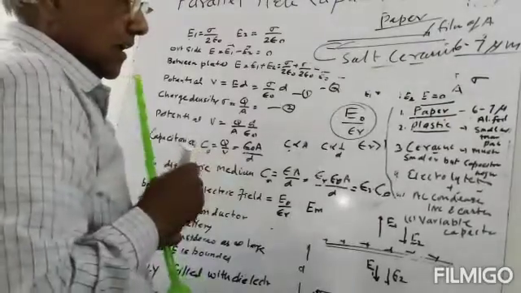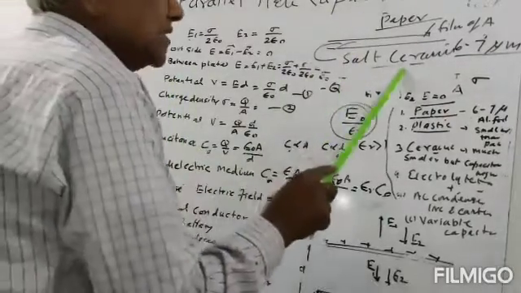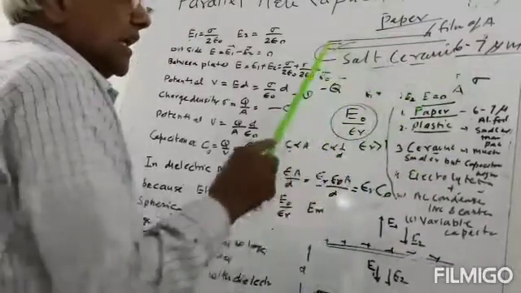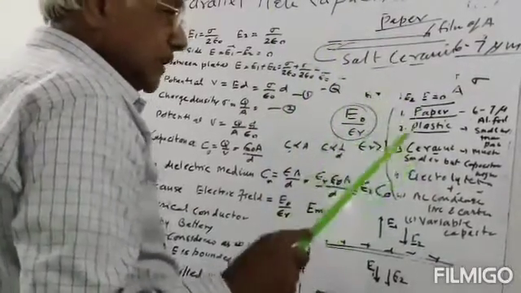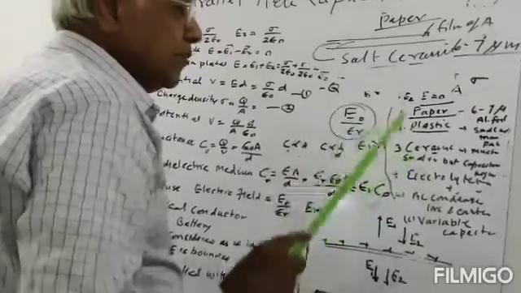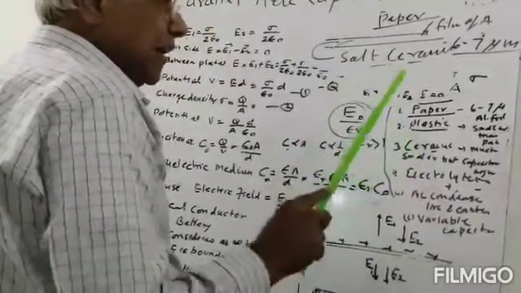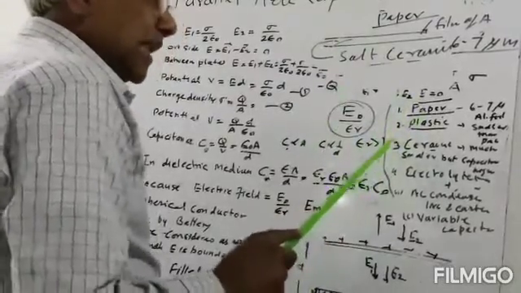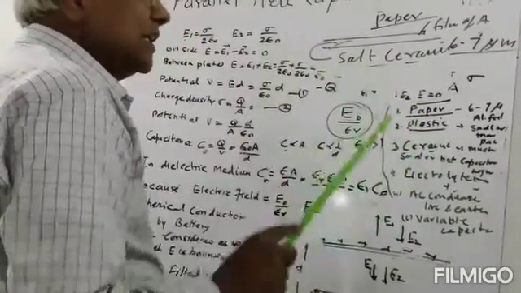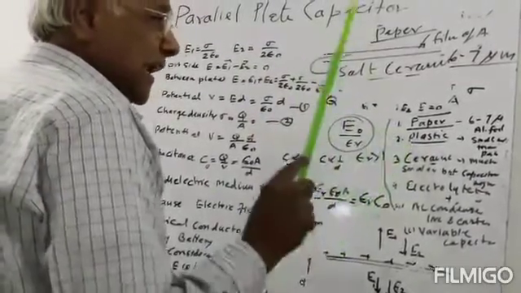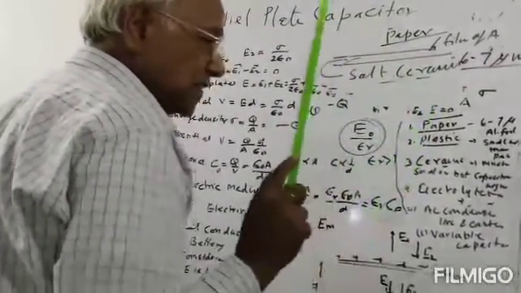The dielectric constant of ceramic is much higher than paper and plastic. So the capacitance of a ceramic capacitor will be larger than plastic and paper. Moreover, the size of a ceramic capacitor is much smaller than paper condenser and plastic condenser.